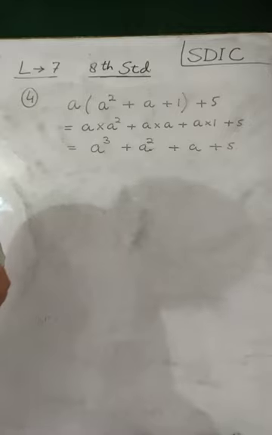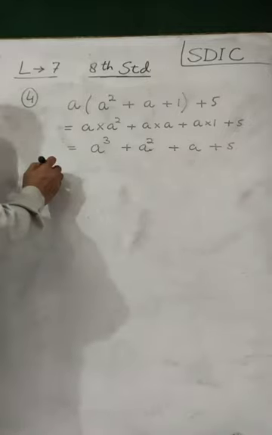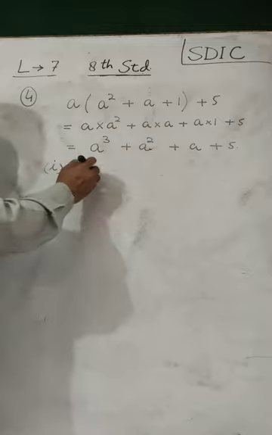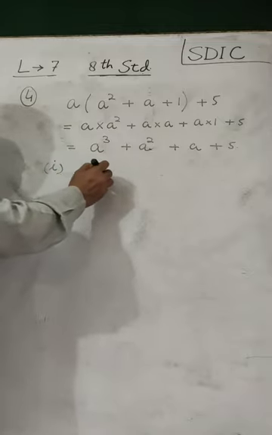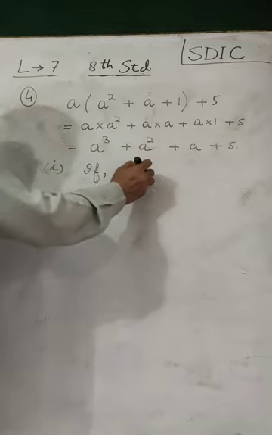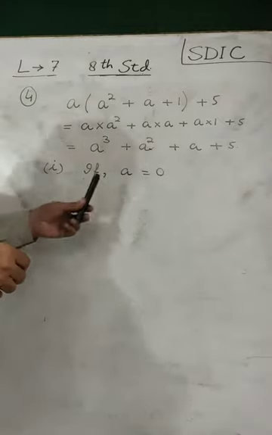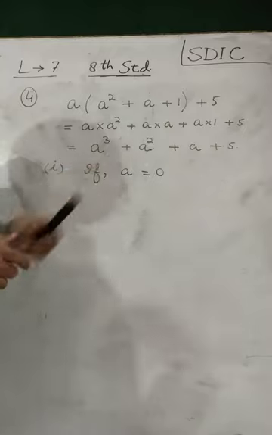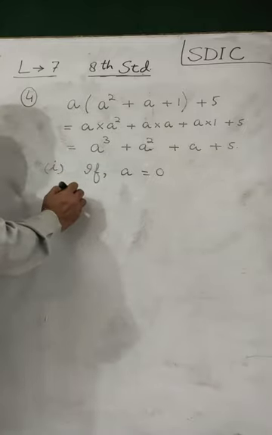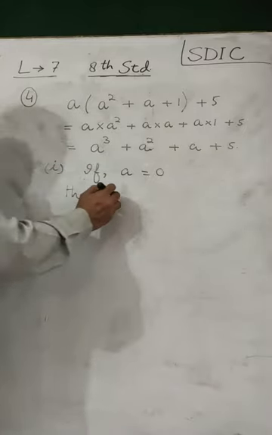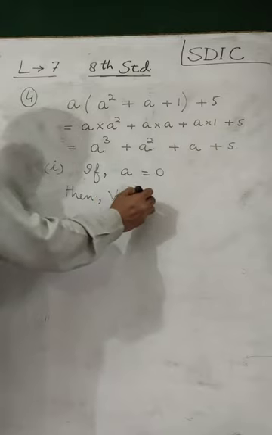This time you have 3 parts. In part number A, the value of a is given. a is given equal to 0 this time. If a is equal to 0, then you have to find what will be the value of this expression. The procedure used will be the same.